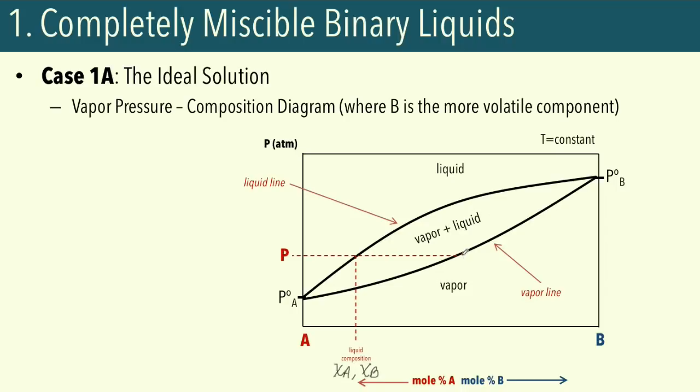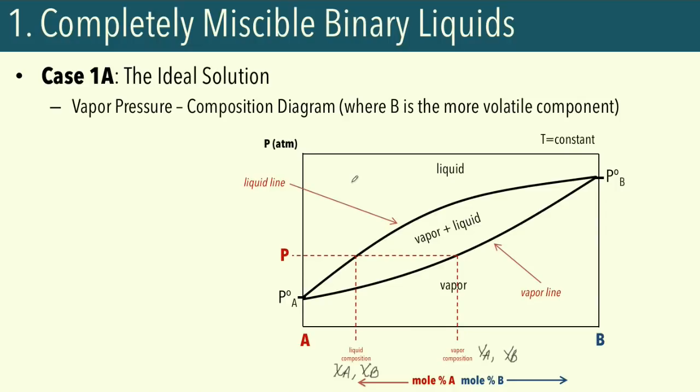Where it hits the vapor line tells us the composition of the vapor. This is characterized by YA, YB. Assuming that we have a perfectly ideal solution, the vapor pressure of our solution as well as the vapor compositions can be calculated using Raoult's law and Dalton's law.